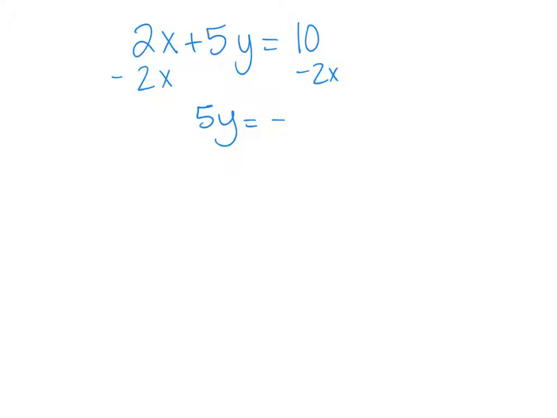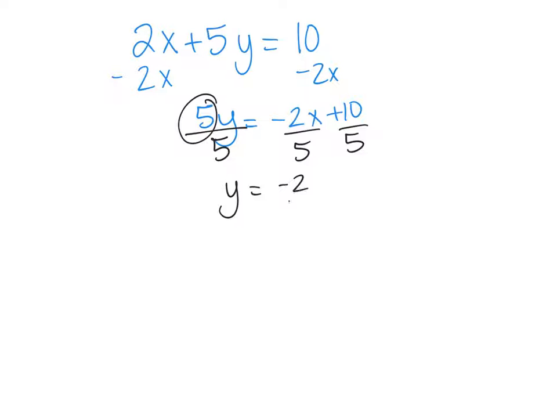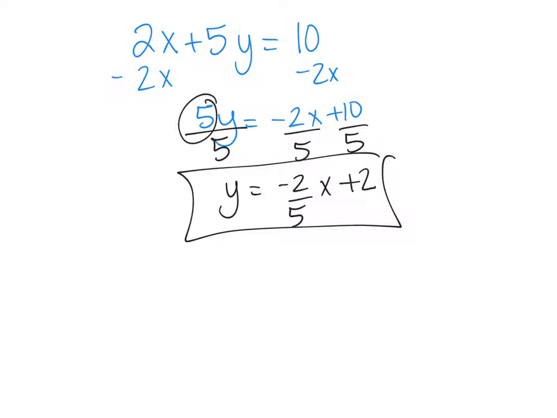If you have something in this form, where it's a standard form, you can't tell me that the slope is 2 because you need to move 2x to the other side first. So now I have 5y is equal to negative 2x plus 10. Lastly, I need to get rid of my coefficient in front of y, so I'm going to divide by 5 and everything. So now I have y is equal to negative 2/5 x plus 2. And then you graph from there.